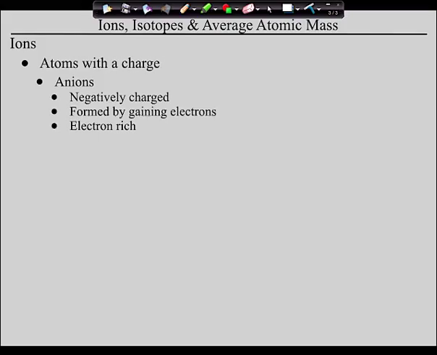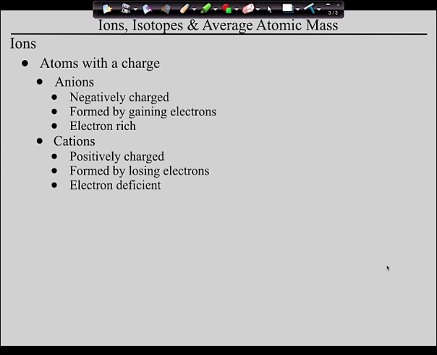So what's our other option? Well, if we've got negative ones, obviously we have positive ones. And guys, positive ions are not called cations. They are called cations. Again, 2 syllables. Cations are positively charged. So guys, how do we make them? How do we give an atom a positive charge? Take away electrons, right? If you take away negatives, the thing that's left will be positive. So these are formed by losing electrons, and they are electron deficient.